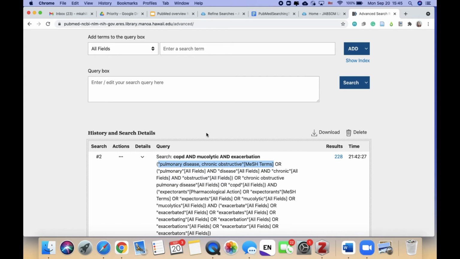So MeSH is a really, really powerful tool with PubMed. It's one of the things that sets PubMed apart from other databases. It's also one of the reasons why PubMed is our go-to for searching for medical information, because we have this set of agreed upon terms.